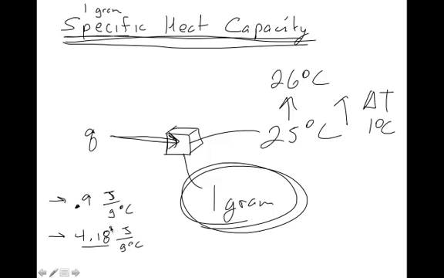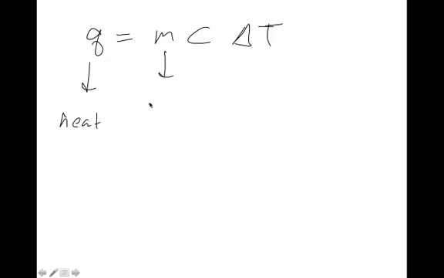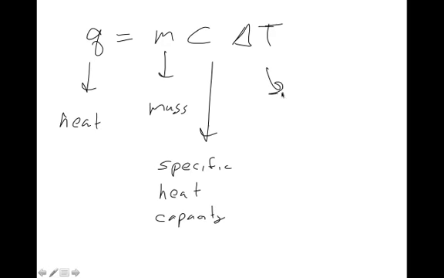A formula that we will use, we'll get right into the formula, is this: Q equals mc delta T. This is what we're going to do in class tomorrow. Q is obviously heat. M is mass. C is the specific heat capacity. We will get that from a table, or you'll determine it from an experiment. And delta T is obviously the change in temperature. Q equals mc delta T is the first formula that we will be using with thermochemistry.